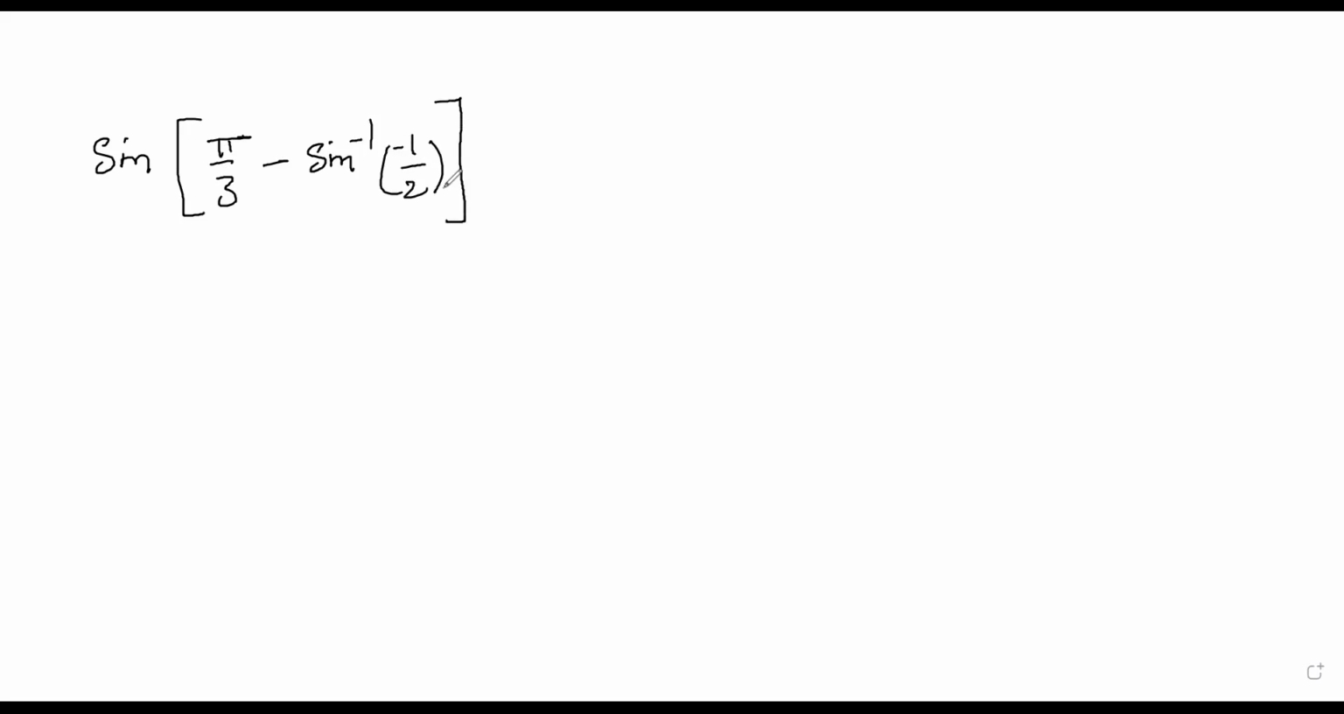See, what we had to get is this: sine inverse of minus x is minus sine inverse x. This has to be struck in our head when you are solving this. So what is sine inverse of minus half? Minus sine inverse half. So minus of minus is plus. So it becomes sine of pi by 3 plus sine inverse half.